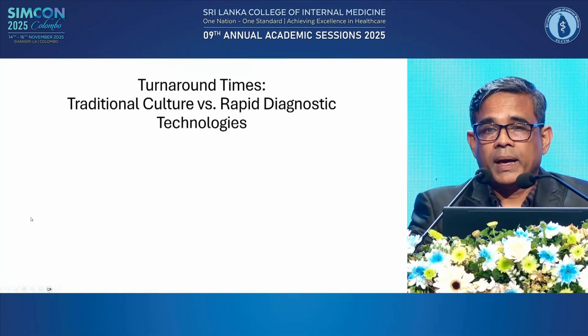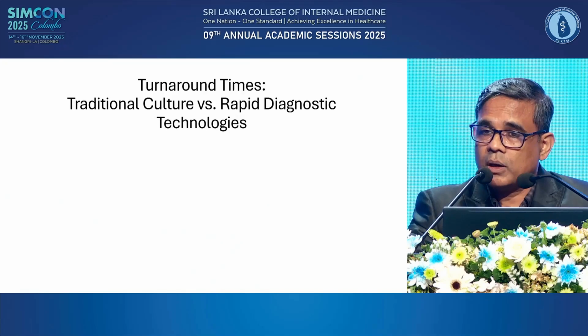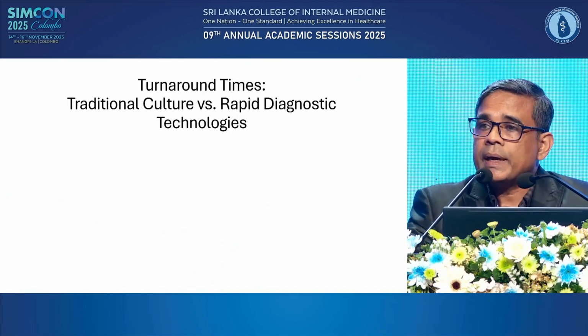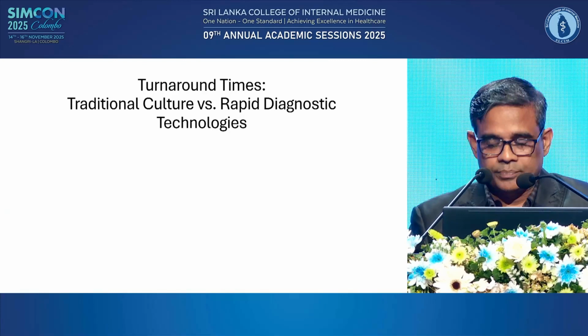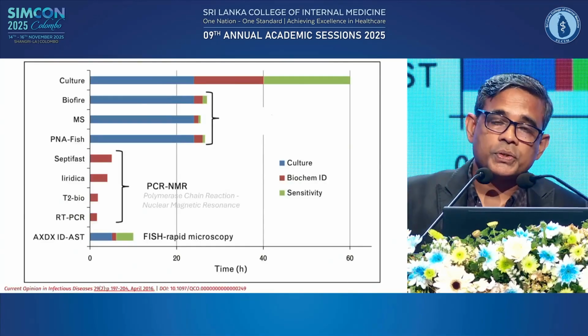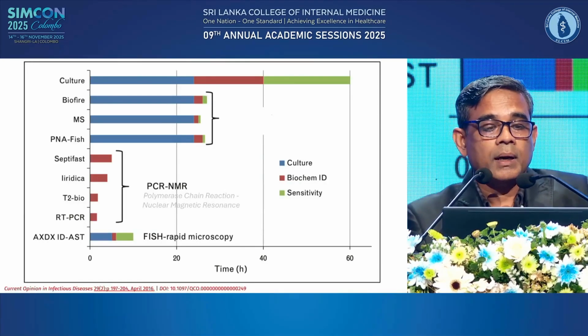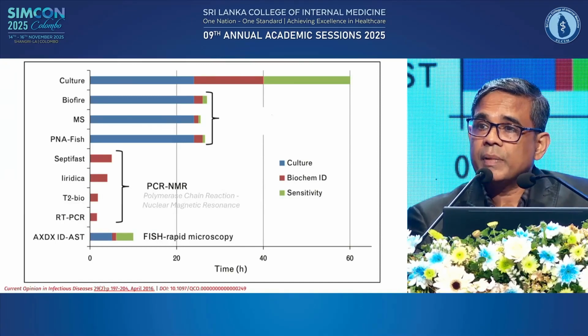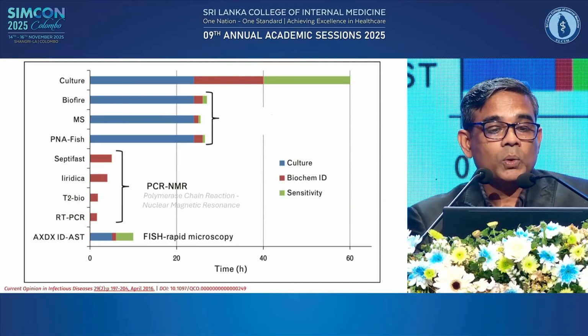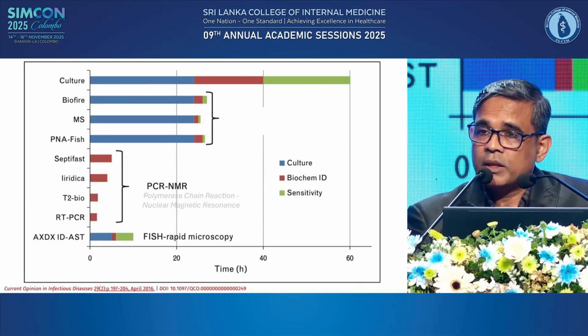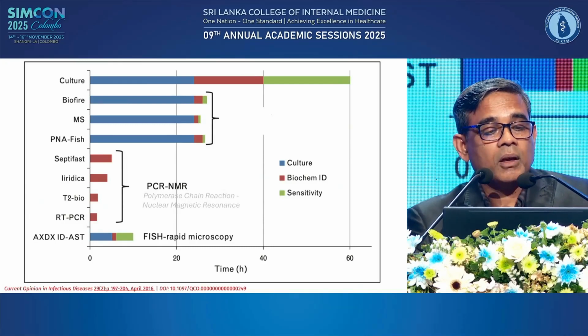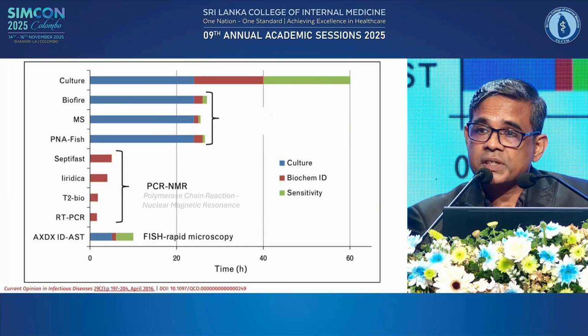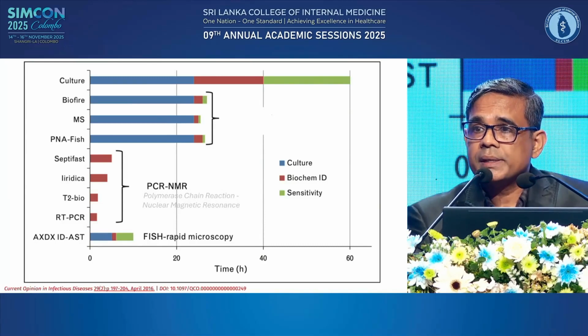So now let's compare the turnaround times of traditional cultures and rapid diagnostic technologies which you can use in targeted therapy. This diagram compares the culture and other test methodologies and the rough time taken for each of them. Here you can see the traditional microbiology, which is culture-based technology. It will take around 60 to 72 hours to get the results.